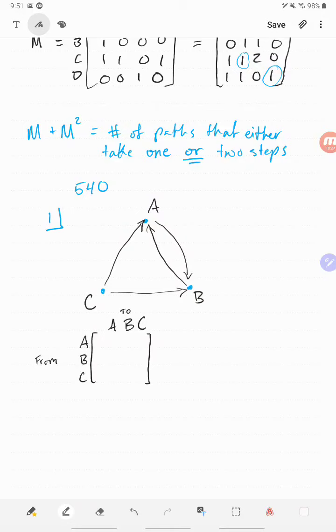So, what does A connect to, right? Does it connect to anything? Well, we know it doesn't connect to itself, right? So we're going to put zeros in our diagonal. C doesn't connect to C, A doesn't connect to A, B doesn't connect to B. Well, it looks like A only connects to B, and it does that through one pathway, right? A does not connect to C.